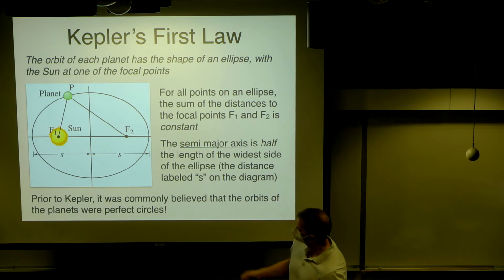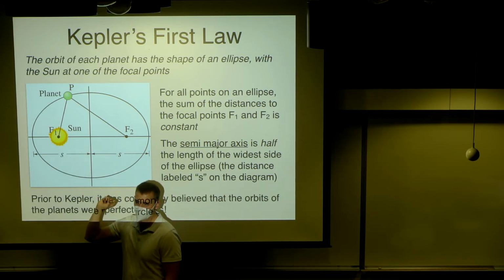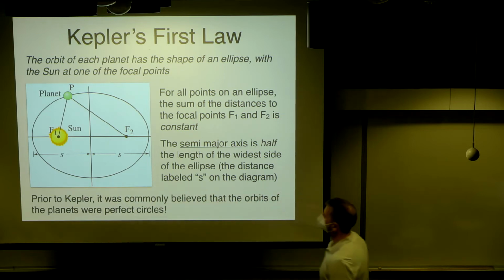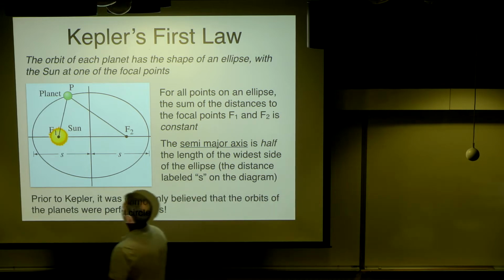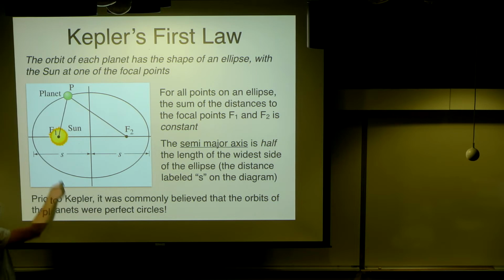For an ellipse, we can't really define a radius because we're not the same distance away from the center at each point. So basically, here's how we talk about the semi-major axis. Every ellipse is going to have a widest side, a widest distance across it. In this case, it's from here to here. That's the longest side. The semi-major axis is just half of that longest side. That's all it is. And we call this S, for semi-major axis.